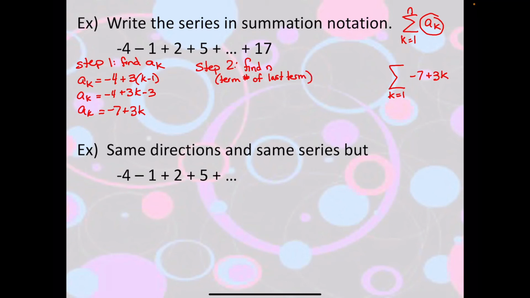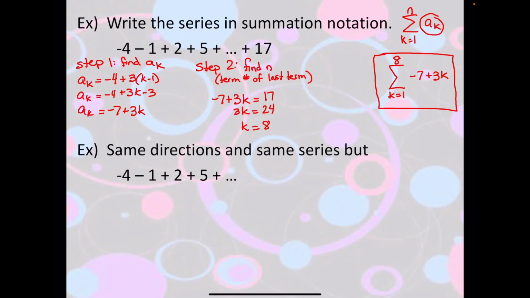Our last term is 17, so we have to figure out what term number that was. If I know my equation, -7 plus 3k, and I know that my last term was 17, I have to figure out what value of k gave us 17. So we're going to solve this equation, and we get that k equals 8. So now we have the summation notation for this series.